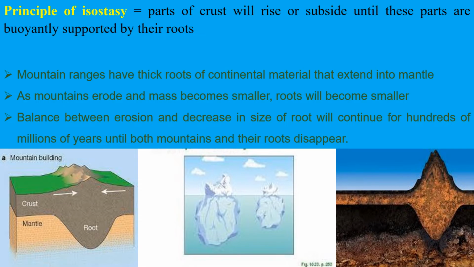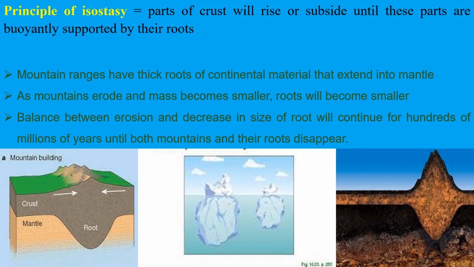The principle of isostasy states that parts of the crust will either rise or subside until these parts are buoyantly supported by their roots. Mountain ranges have thick roots of continental material that extend into the mantle. As mountains erode and mass becomes smaller, their roots will become smaller too.